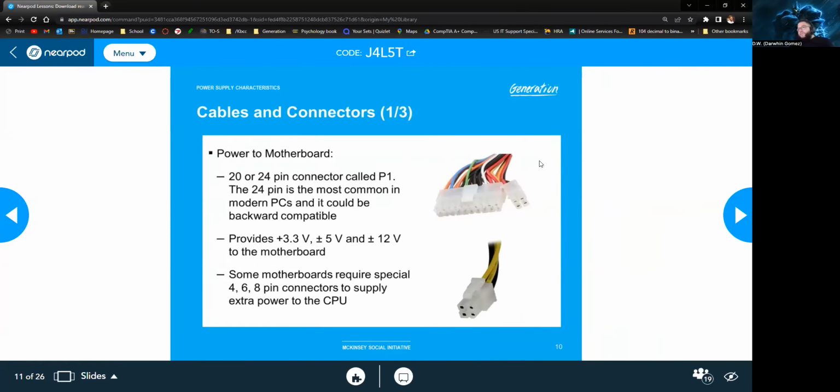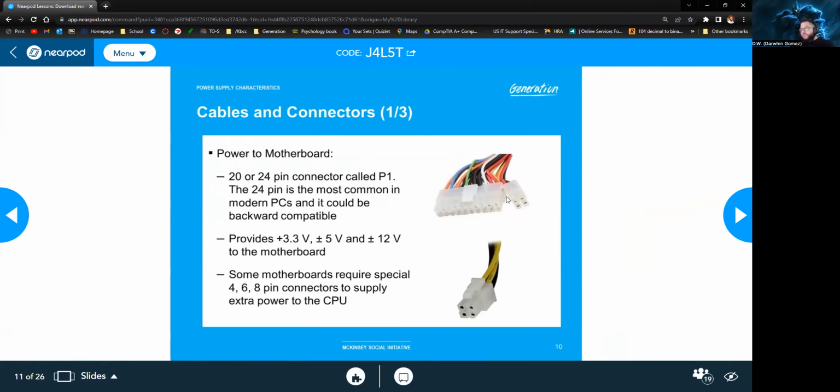Okay, so now we get to talk about some of the cables. You guys saw some of these already. So the first one is the main power for the motherboard, and it's called the 20 or the 24 pin, also called the P1. The 24 pin is the most common in modern PCs, and it can be backward compatible.